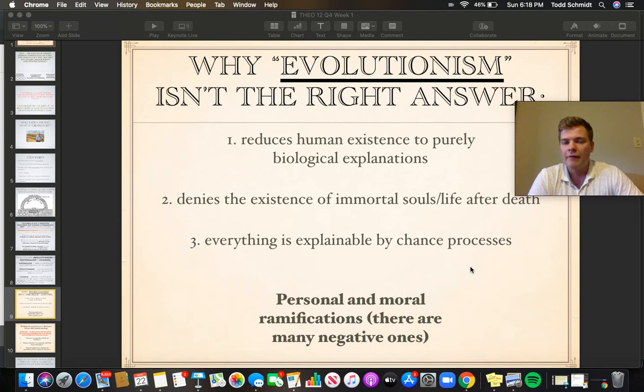And then everything being explainable by chance processes. If we really process those worldviews and look at what they mean for human life, the purpose of life, you really start to get into some dark territory. Because if you think about it, and we did this a couple weeks ago, what does that mean for ethics?